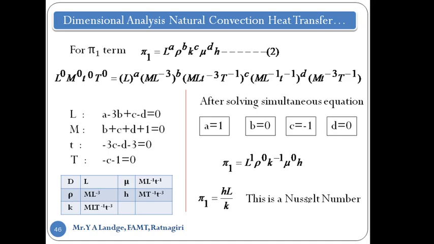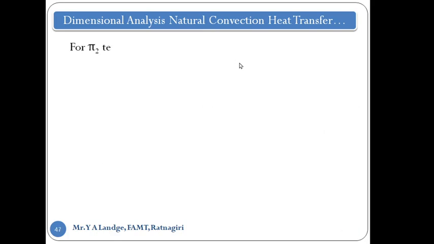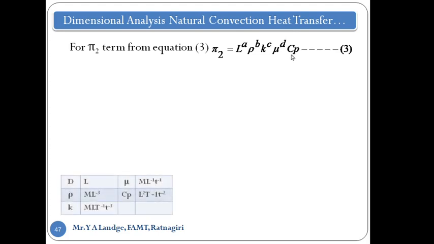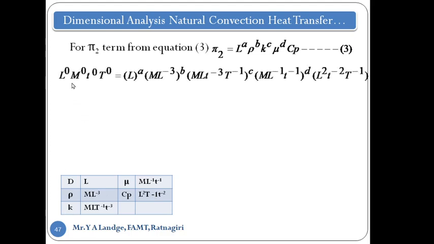Okay. Similarly, we solve for the pi 2 and pi 3. How? Let's see. Now for the pi 2 term, we write the equation pi 2 equals to the L rho k mu. Only that instead of h, there is a Cp. Again, I follow the same process that I write the dimensions for L, rho, k and mu. I write the dimensions for the L, for rho, for k and mu. And then I write the dimensions for Cp with the help of the table. And I make the equation. So this is the equation. L, M, T and T is equal to, this is the equation.